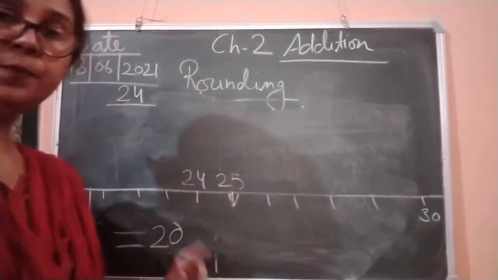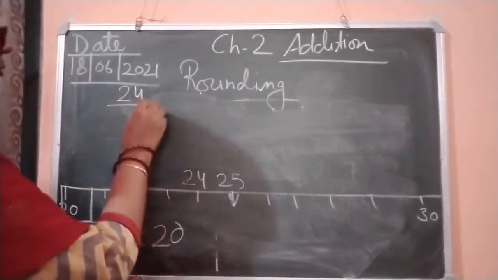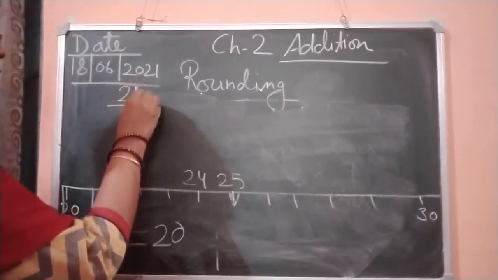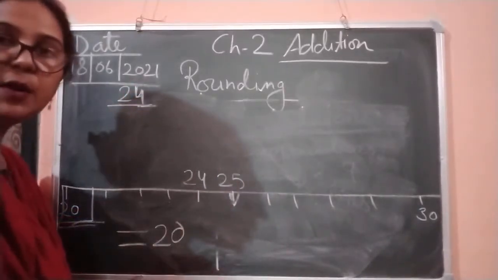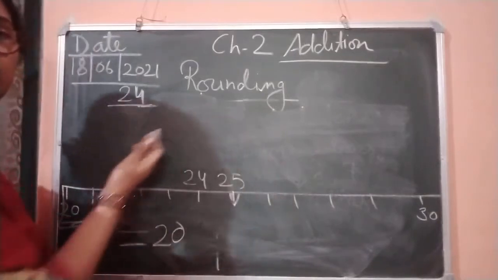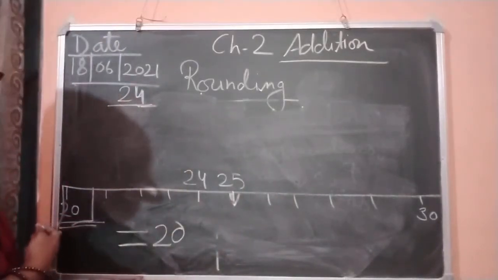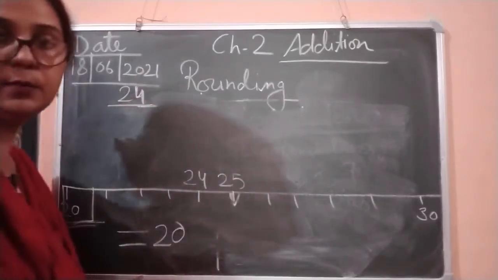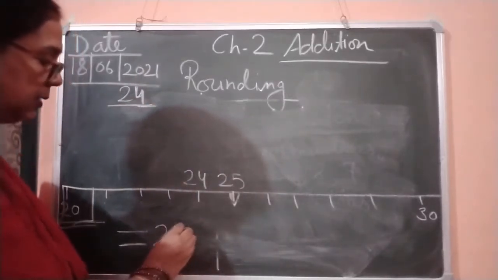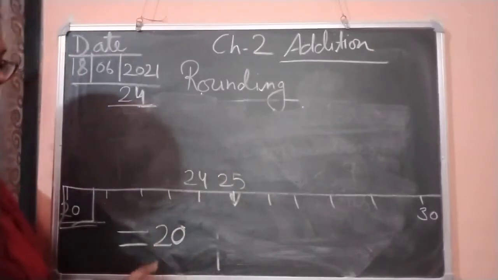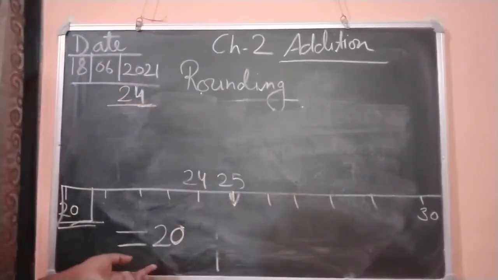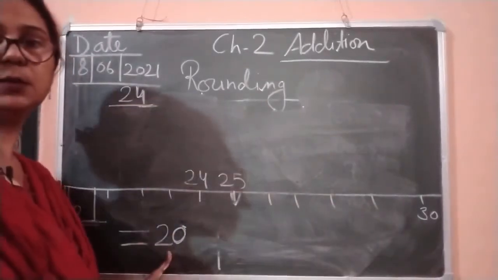That is why first we will see the ones column. Ones column is 4. As you have understood, this is a weak number, so automatically it will become in the 20 number. So this is the answer. After rounding off this number, we are just getting rounded down in 20s.